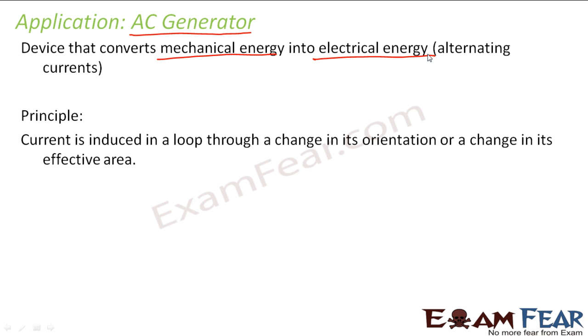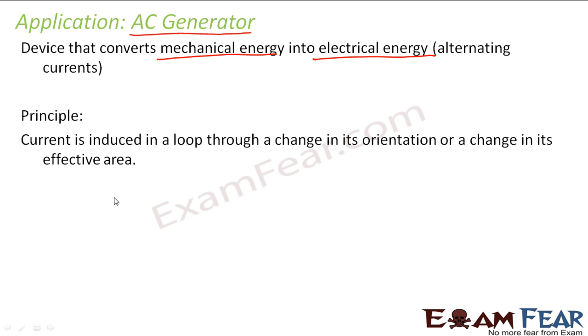You remember in one of our previous lessons, we learnt about the electric motor, right? So what was the electric motor? The electric motor was a device which converted electrical energy into mechanical energy. So the AC generator is just the reverse of the electric motor. Here, mechanical energy will get converted into electrical energy.